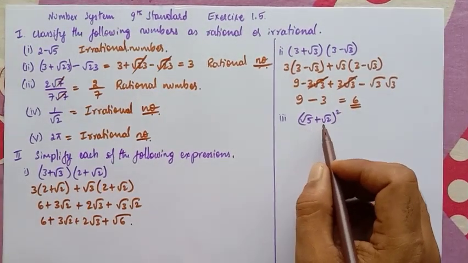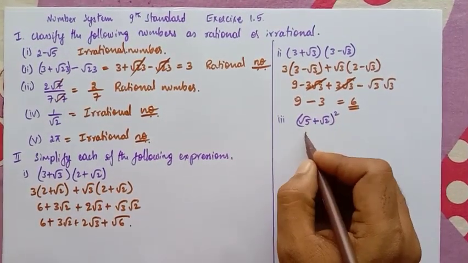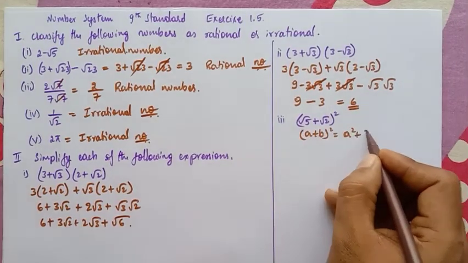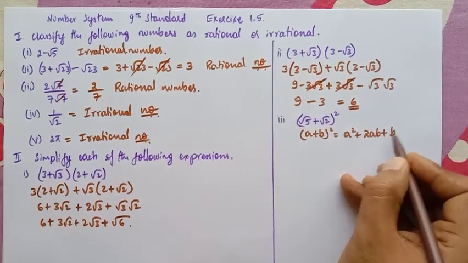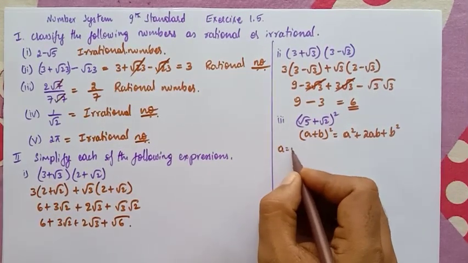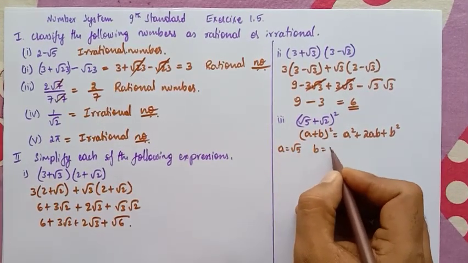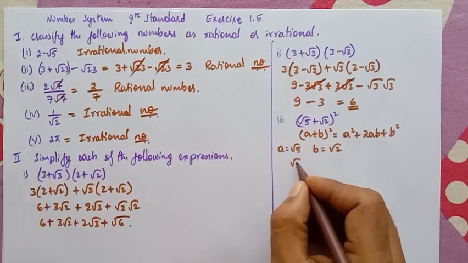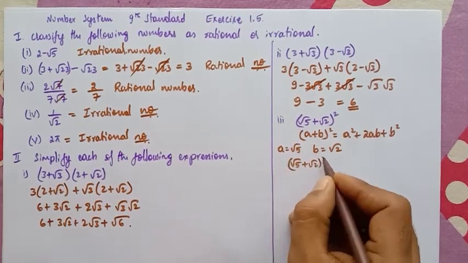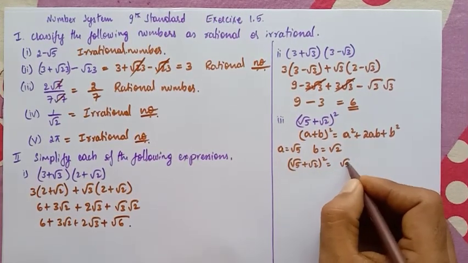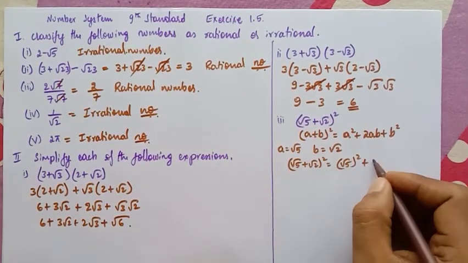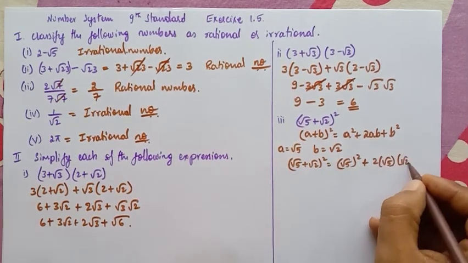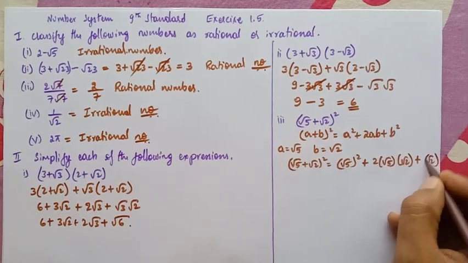Root 5 plus root 2 whole square. It is of the form a plus b whole square is equal to a square plus 2ab plus b square, where a is equal to root 5 and b is equal to root 2. So let us substitute these values. Root 5 plus root 2 whole square is equal to a, which is root 5 whole square, plus 2 into root 5 into root 2, plus root 2 whole square.